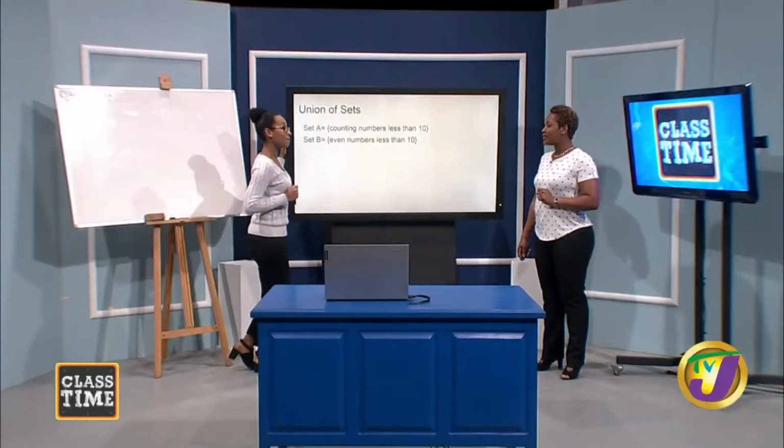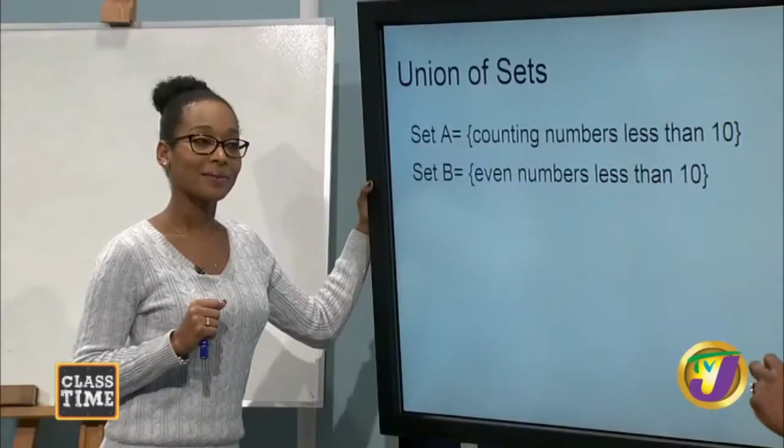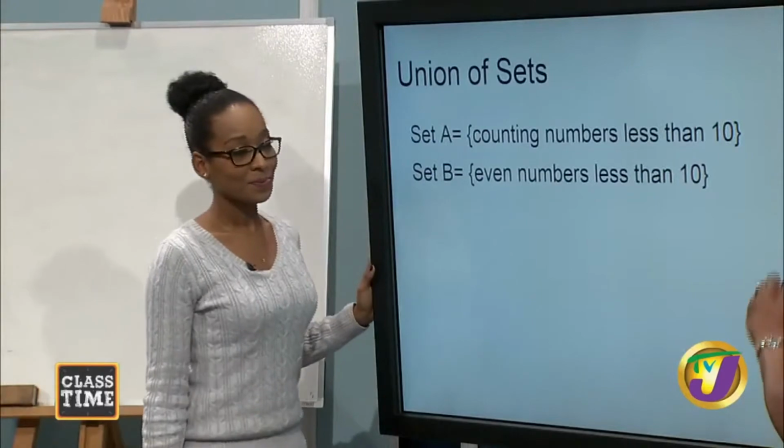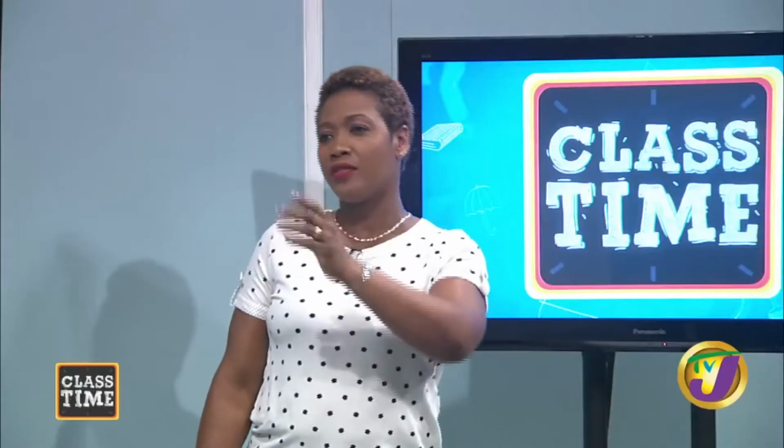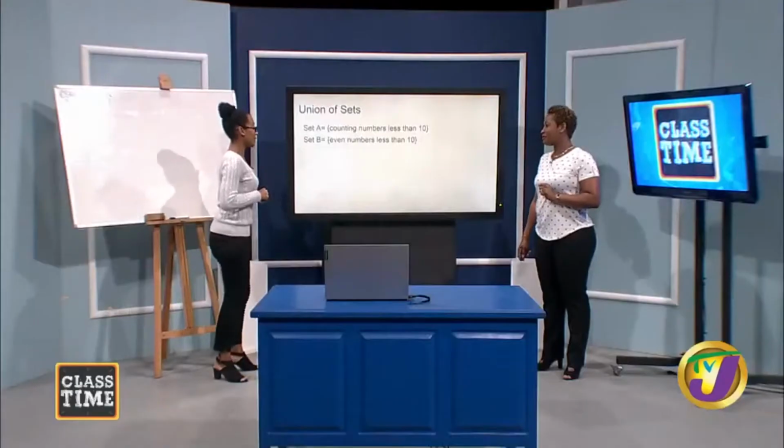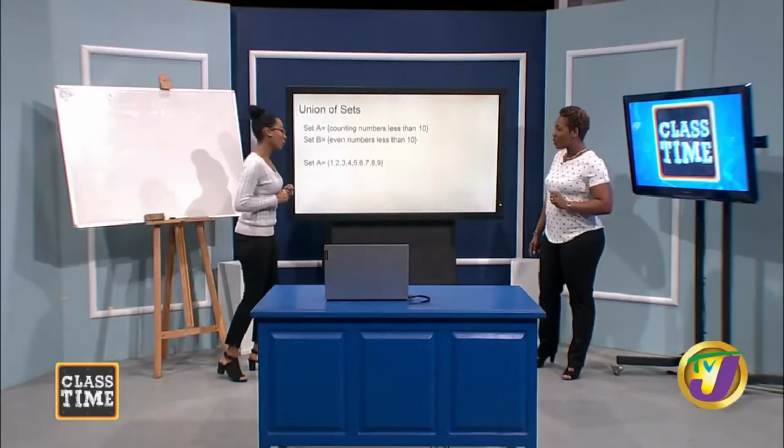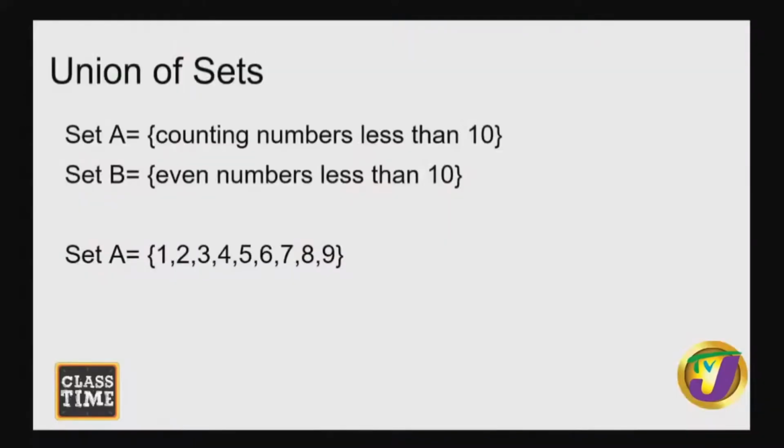All right. What about set B? Even numbers less than 10. 10 is still not in it. So you start with even numbers. The first even number is 2. All right. 2, 4, 6, 8. Good. Kudos. So, let's look at set A and set B now. You have to tell me A union B. Let's see what you're going to say now.